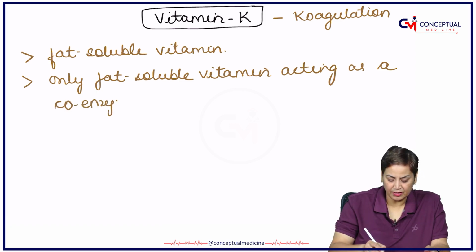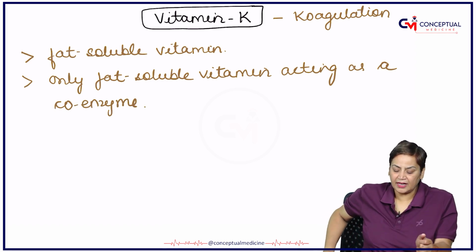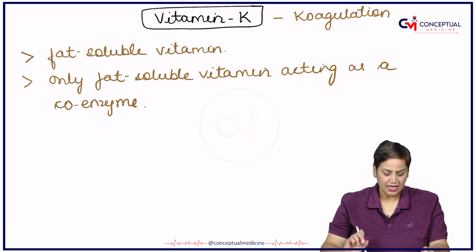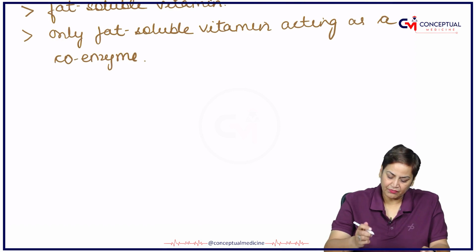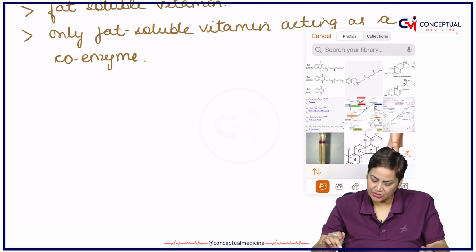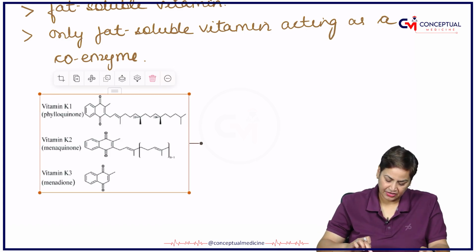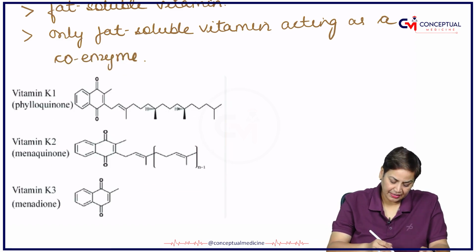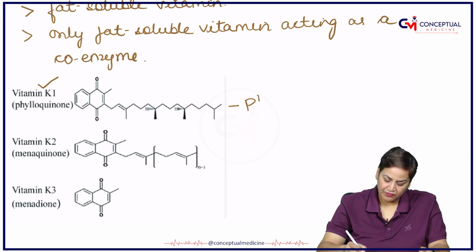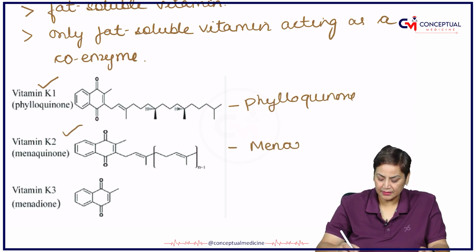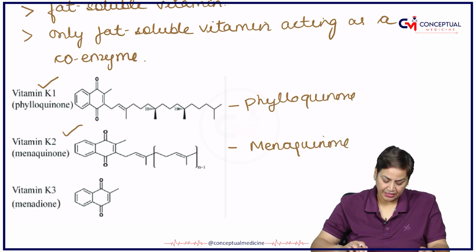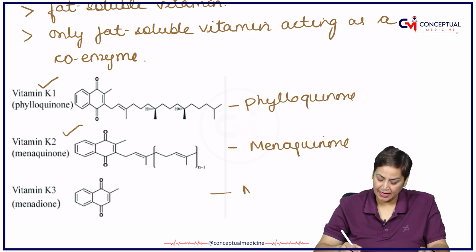Right, very important. Now, coming over again, what are the three active forms of vitamin K? How does it act in the body? These we are going to discuss now. First of all, let's see the structures of the three forms of vitamin K. It basically exists in three forms, as you can see here. Vitamin K1, which is known as phylloquinone. Vitamin K2, which is known as menaquinone. And vitamin K3, which is known as menadione.